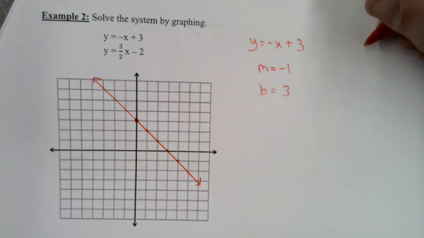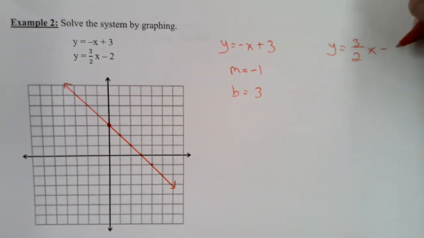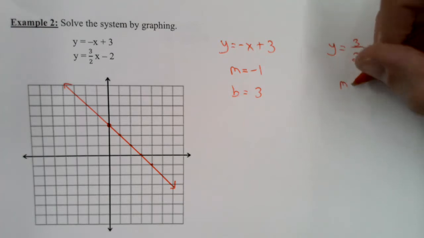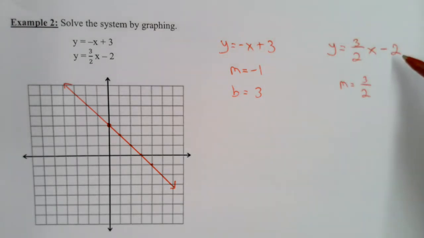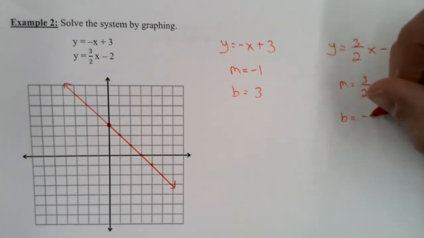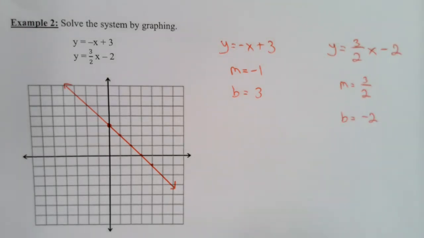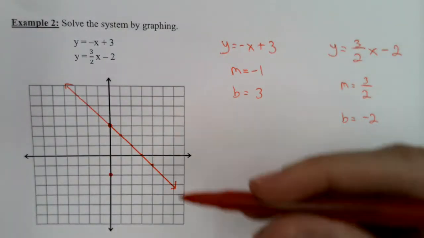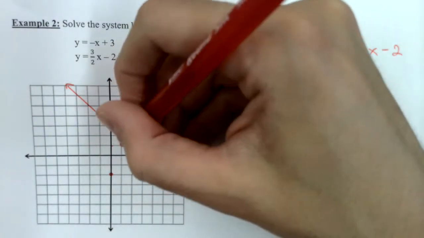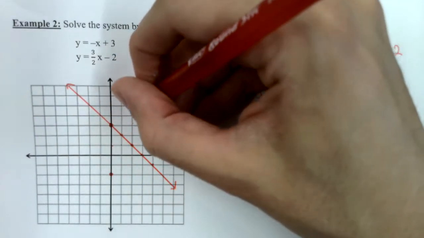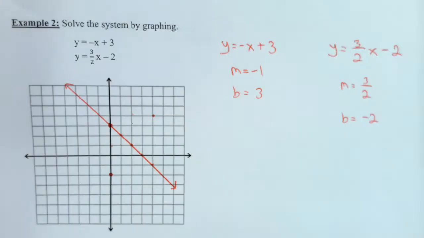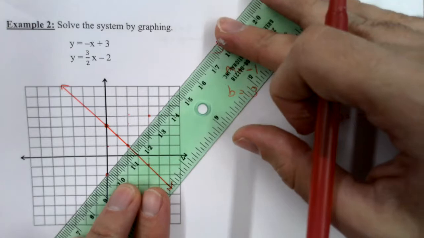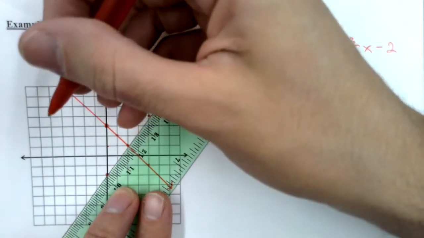And repeat. Y equals 3 halves x minus 2. This one has a slope of 3/2 and a y-intercept of -2. So you're going to plot the y-intercept first. -2 is the y-intercept. Plot that first. The slope is 3/2, so it means you go up 3, right 2. Up 3, right 2. I'll stop there. Draw your line, and then see where they intersect.